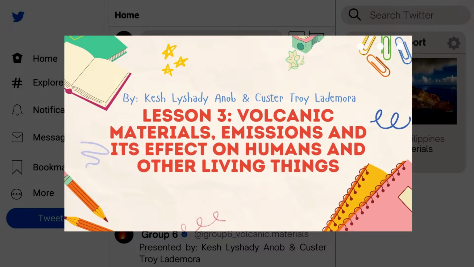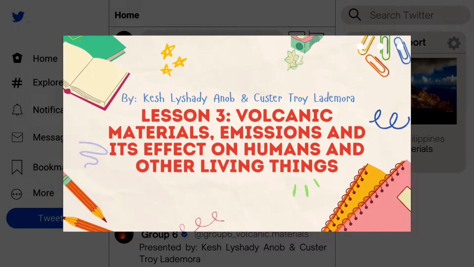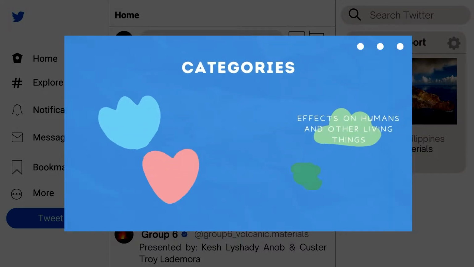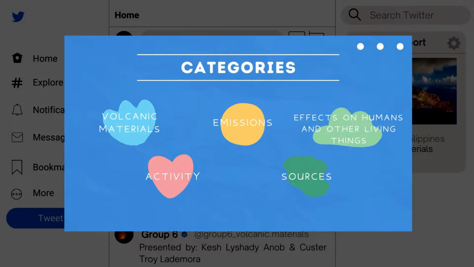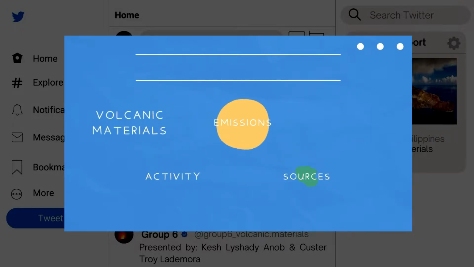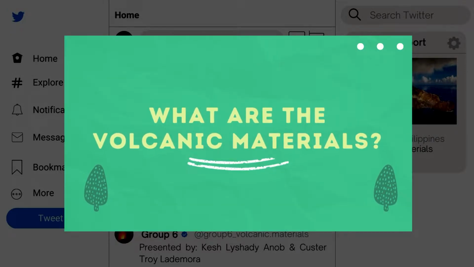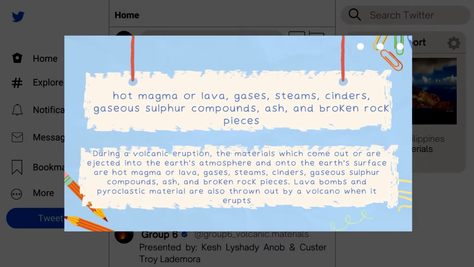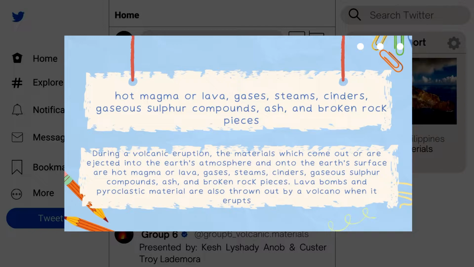Now let's move on to our main topic, which is Lesson 3, Volcanic Materials, Emission and its effect on human and other living things. What are the volcanic materials? Hot magma or lava, gases, steams, cinders, gaseous sulfur compounds, ash, and broken rock pieces.